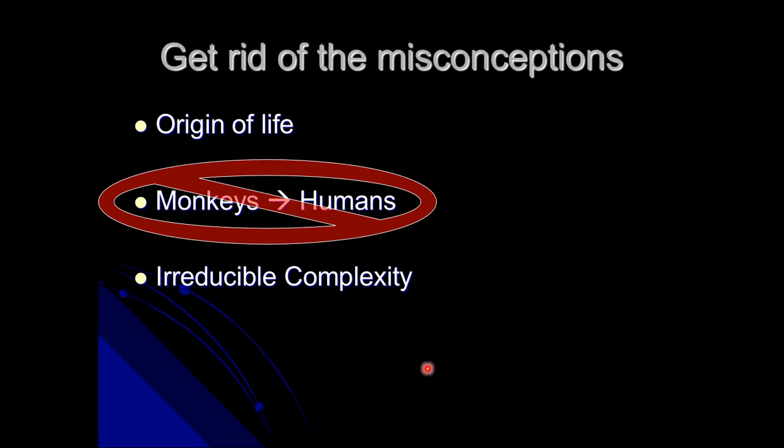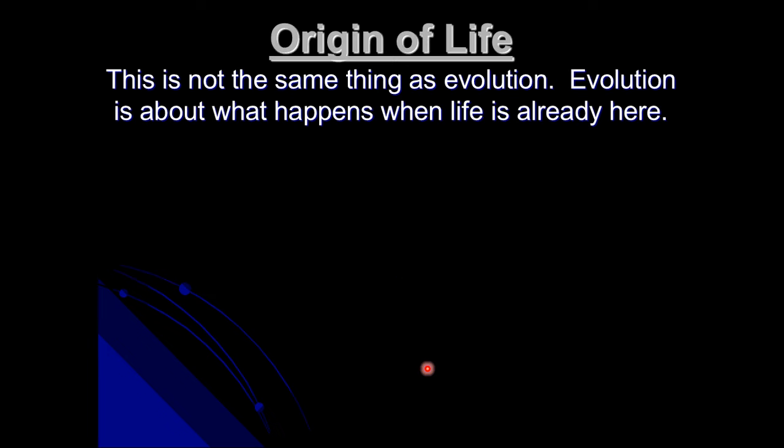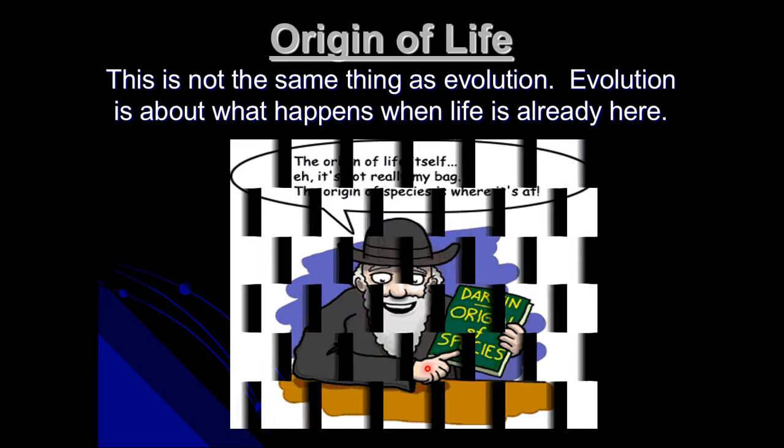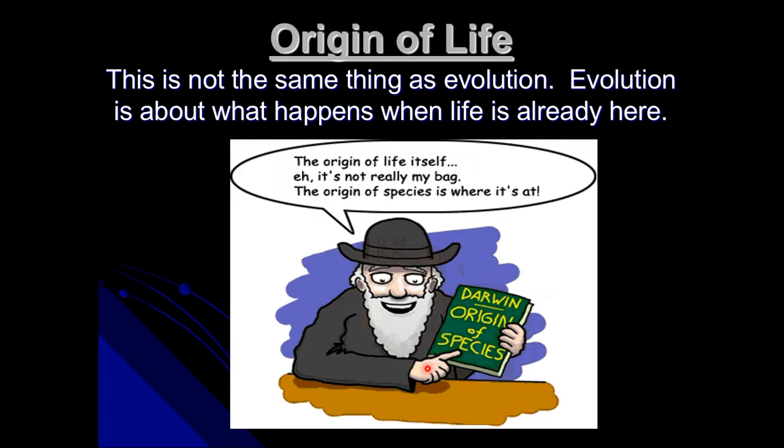Before we finish up, I just want to get rid of a couple of misconceptions that you may have about evolution. One of them is regarding the origin of life. The origin of life is not at all addressed in the theory of evolution. Evolution is about what happens once life is already here, not about how life got here. There are several hypotheses to try and figure out how life originally began, but none of them are part of the theory of evolution.